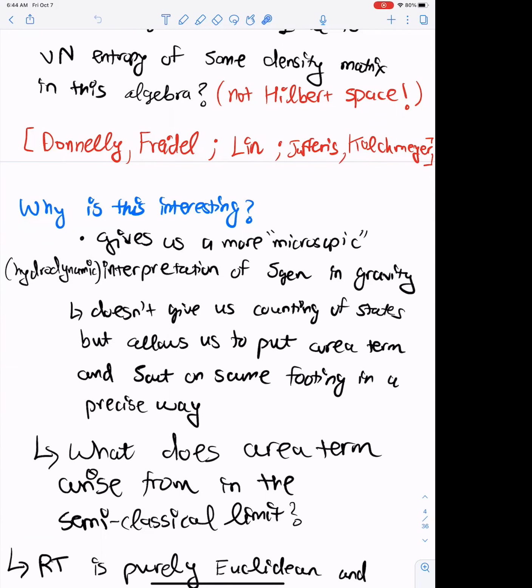Can I ask a question? Of course. So you use the word collective coordinates in the same sense that hydrodynamics emerges in fluid gravity, coming from collective coordinates of, let's say, a black hole geometry. Is that right? I don't know if I can give a very precise answer to that question, but maybe it'll become clearer later. It is a collective coordinate. So that will end up being the relevant mode for the area term.